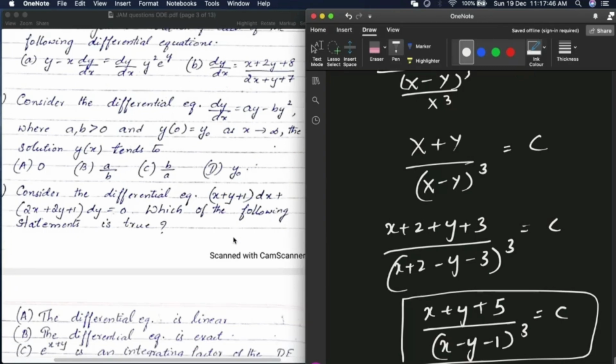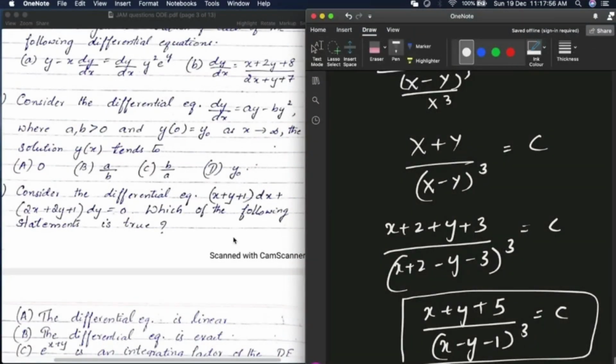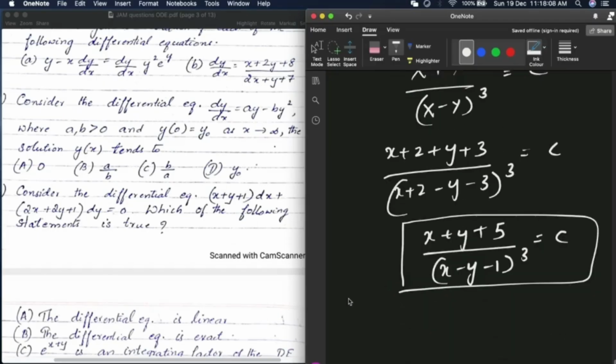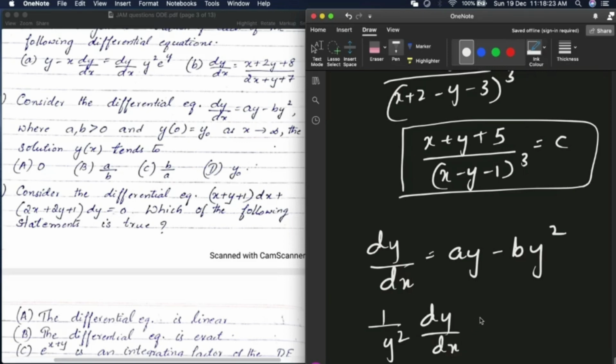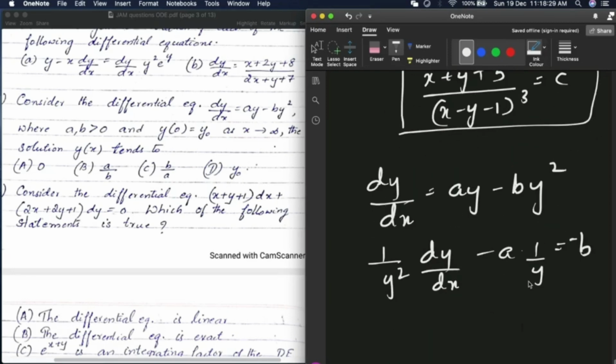Next problem, consider the differential equation dy by dx is equal to ay minus by square. Can you identify now what kind of differential equation is it? Bernoulli, ma'am. Yeah, Bernoulli's. That means reducible to linear, yes. Absolutely. Only when you write it in the standard form, you'll be able to easily identify it. Because I told you, whenever the derivative, that is how you go for substitution.